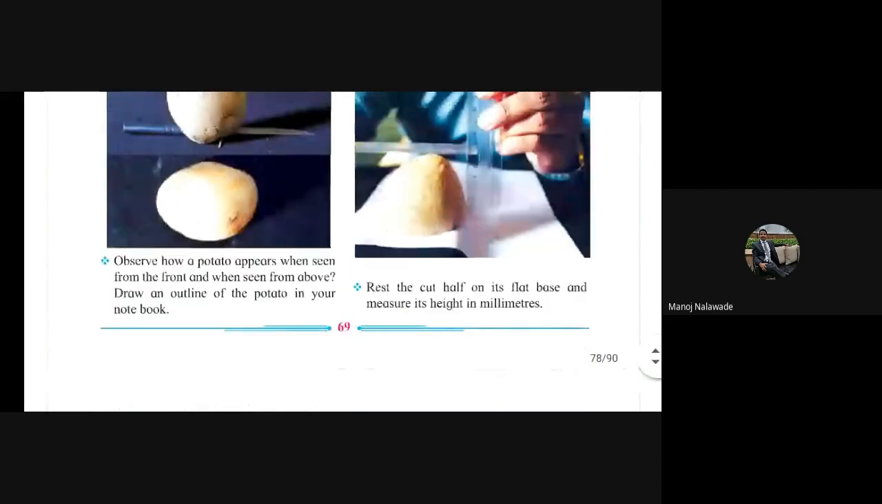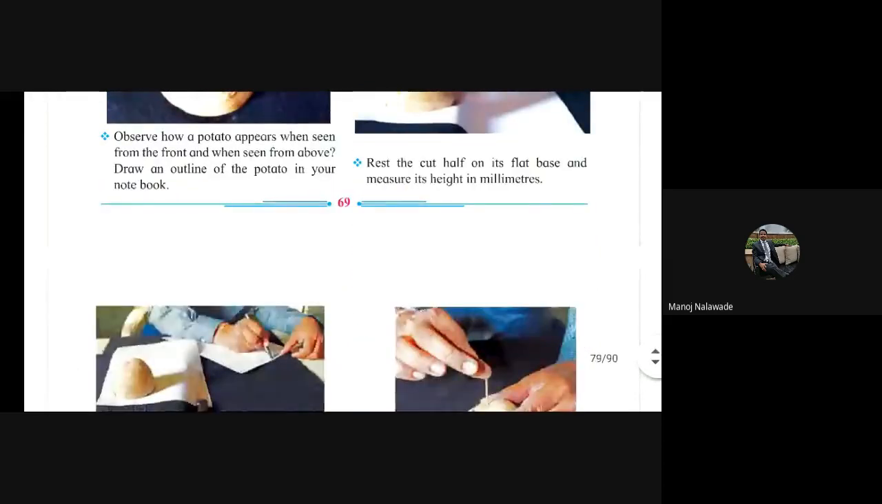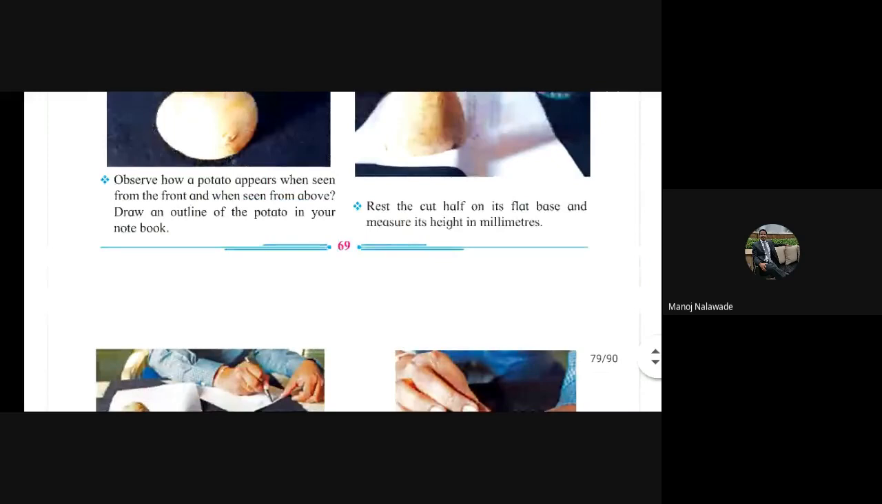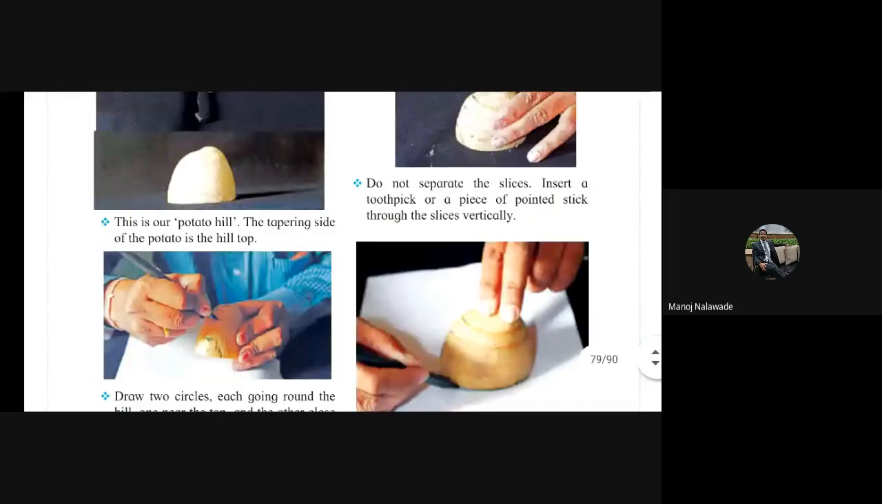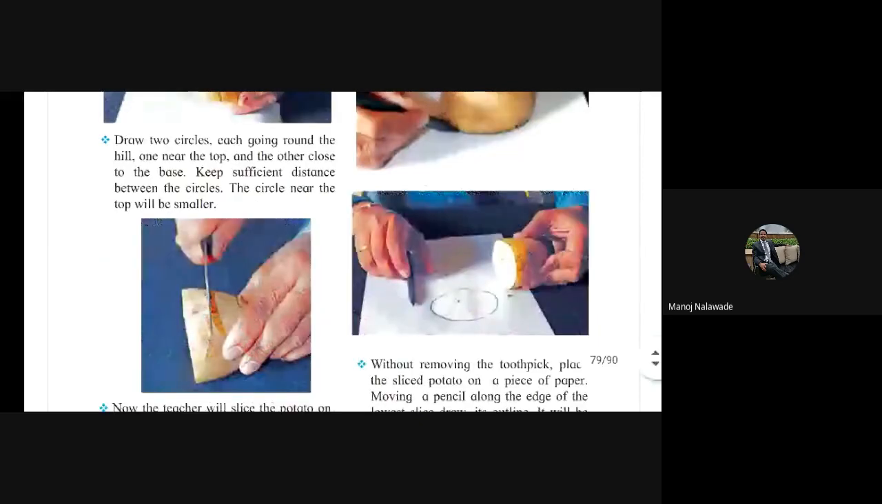तुम्हाला potato घ्यायचा आहे आणि we are taking it as an example of hill. So you have to make two circles. You have to cut down that circle slices, but that slices you don't have to separate. That's why you are just inserting one toothpick in that, and you are drawing it like this. So it will look like this.